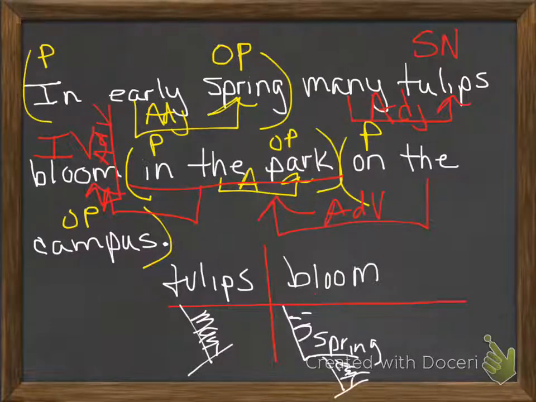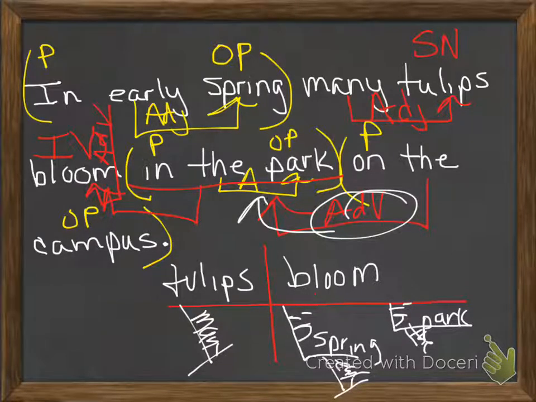All right, but the next one you have that's modifying the verb is in the park. But you also have this adverb phrase that's modifying this other adverb phrase, so you're going to connect it underneath and put it there, on campus and the. Okay? See how a diagram helps you to understand the connections, the relationships in the sentence.